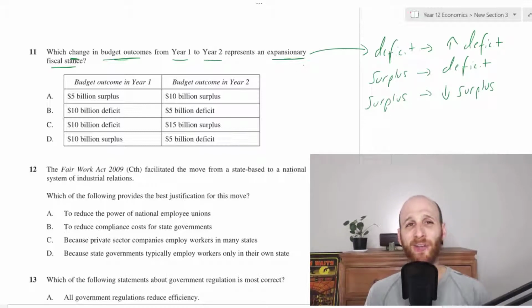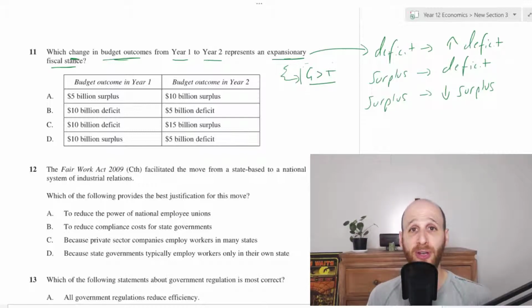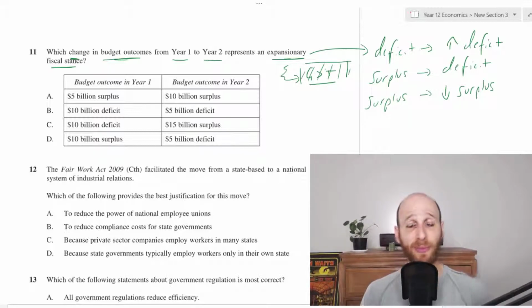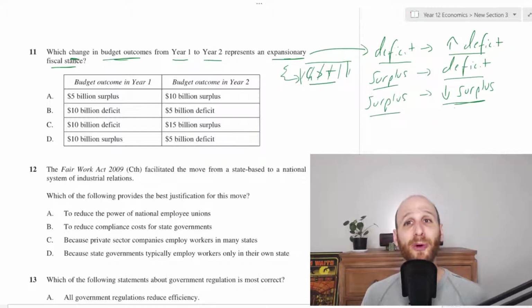Now remember, an expansionary fiscal stance is all about government spending exceeding taxation. Why don't we put this in a little box: G is greater than T. So if we have an expansionary stance between years 1 and 2, I could move from a deficit to a bigger deficit, a surplus to a deficit, or a surplus to a smaller surplus. All of these represent an expansionary stance.